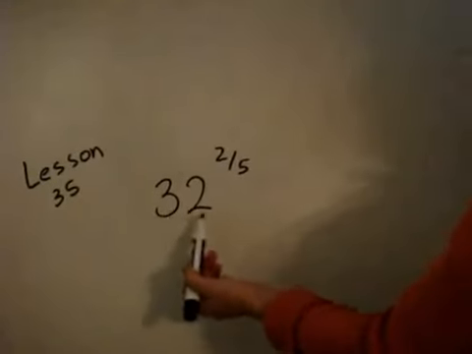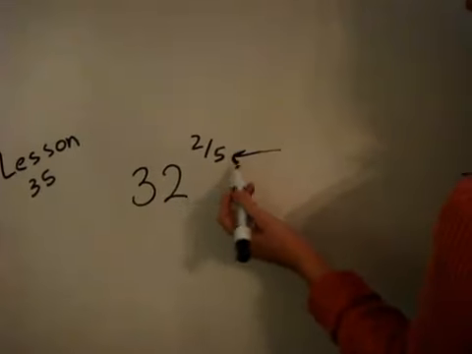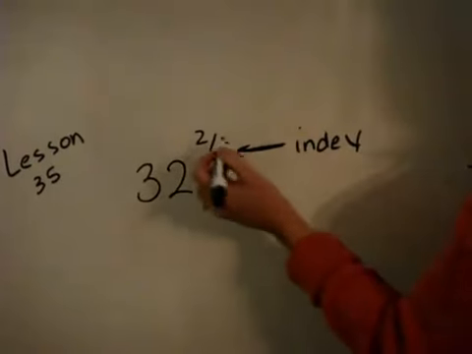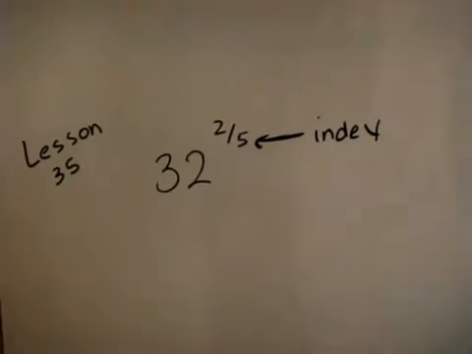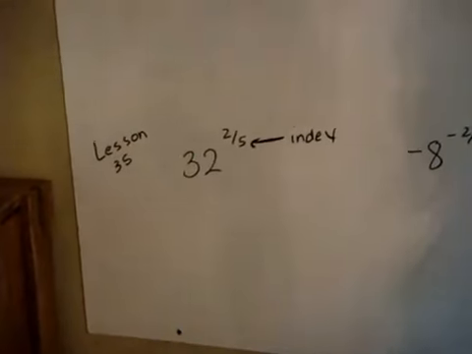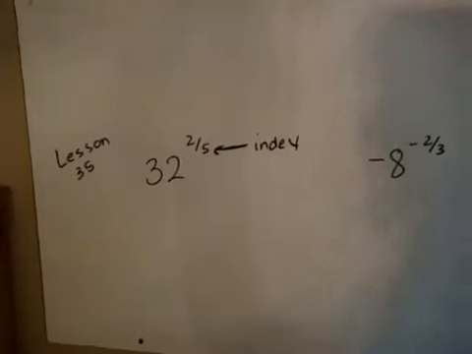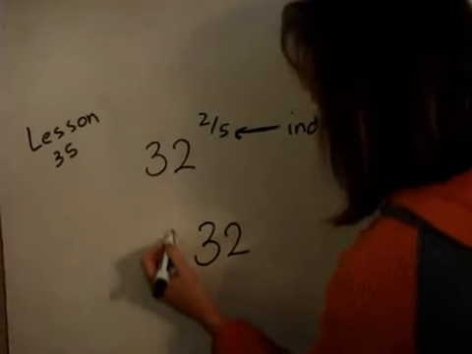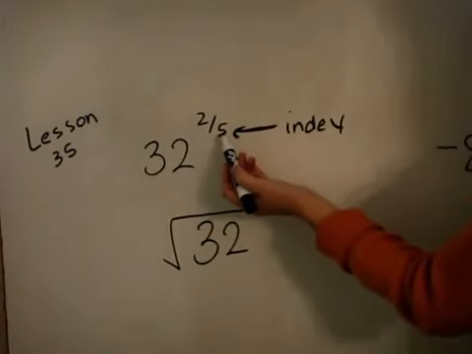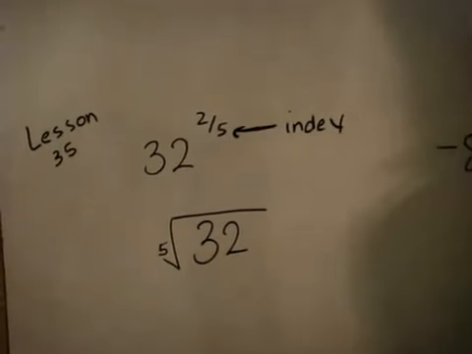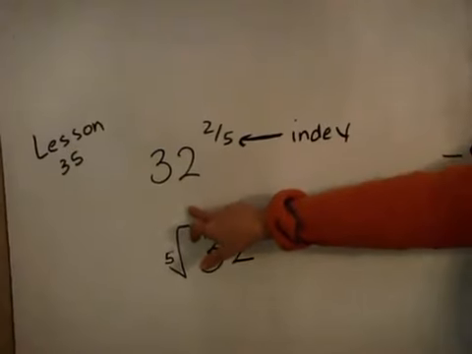Remember, if you have a number raised to an exponent, the bottom number is the index of the radical. Remember, if it's on the bottom, it sits on the seat. So let's simplify 32 to the power of 2/5. So that would be 32, and we can change it into a radical. The bottom number, the index, sits on the seat. So it's the 5th root of 32.